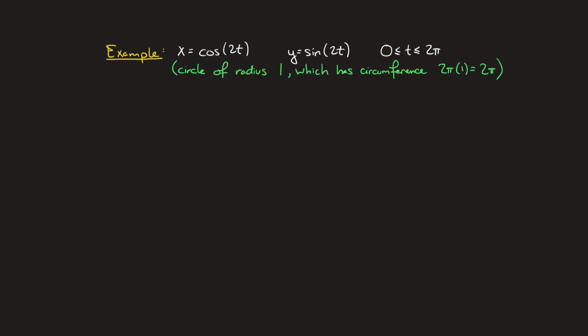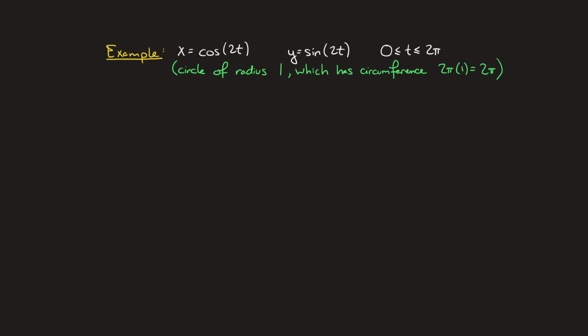Let's go ahead and do one more example. Say we have parametric equations x equals cosine of 2t and y equals sine of 2t, where t goes from 0 to 2 pi. Recall, when we first started learning about parametric equations, we found that this is the parametrization of the unit circle, which has circumference 2 pi r, which is equal to 2 pi. So we would imagine that the length of this curve is given by 2 pi.